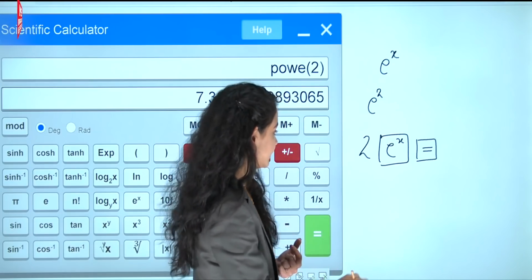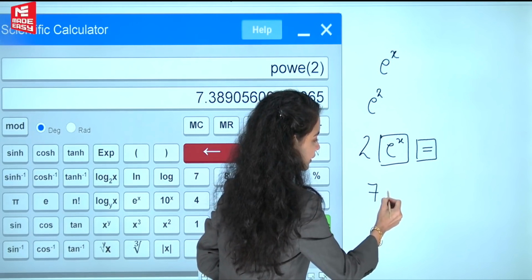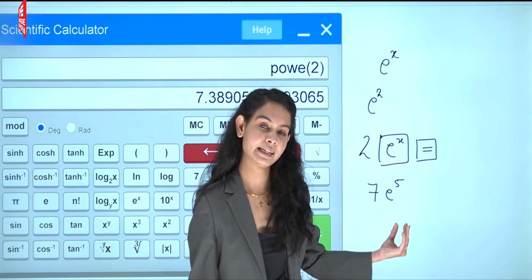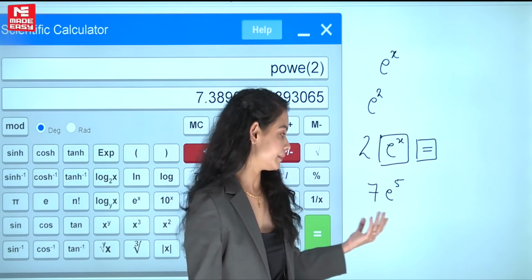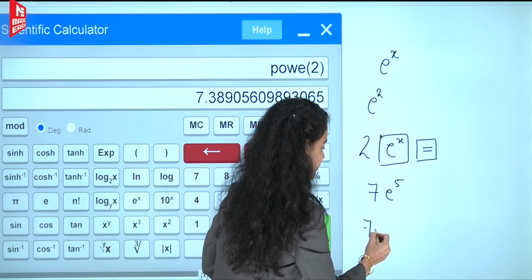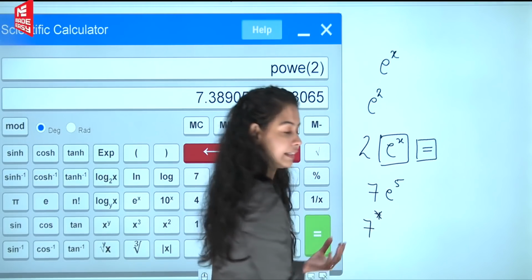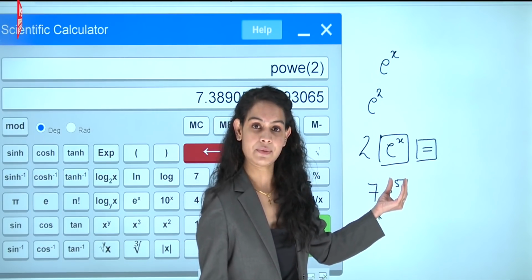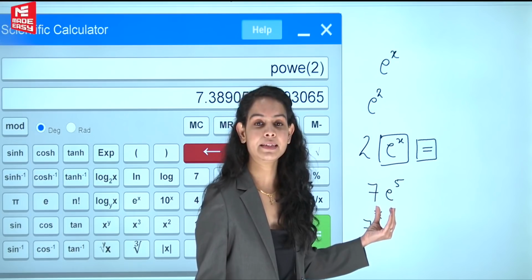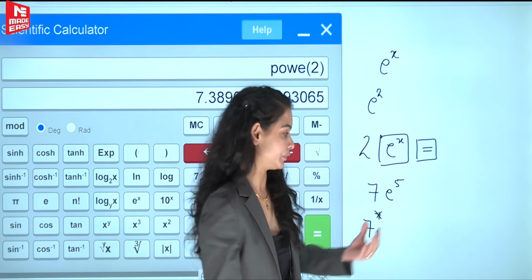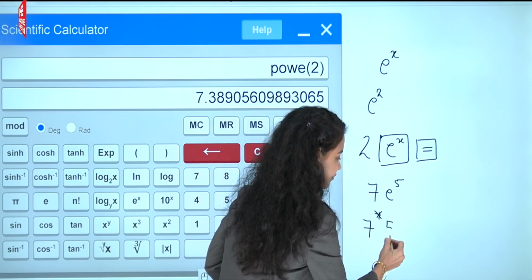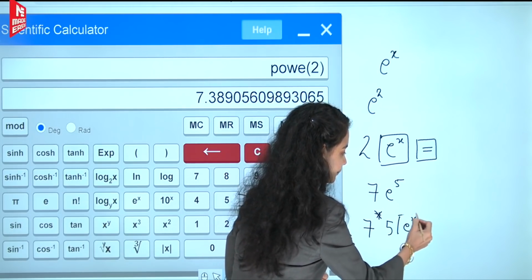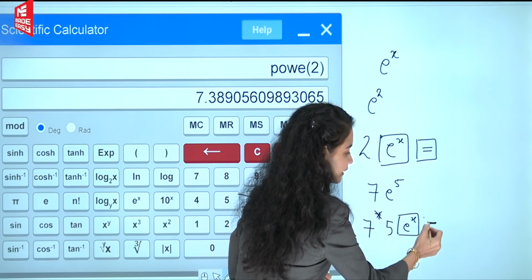Let's see one more in this. Let's say 7 e to the power of 5. Again, the 7 is in multiplication with e to the power of 5. Similarly, you will perform this calculation as we have performed earlier. 7 into e to the power 5 is a function now. So first enter the value of x which is 5 here, then press the function tab and the equal to button. So 7, 5 which is your x value. Function again will be e to the power of x, then press equal to.